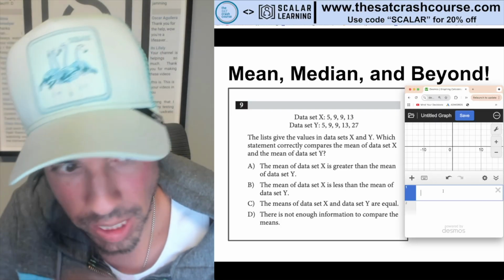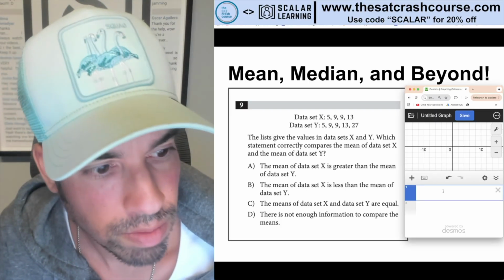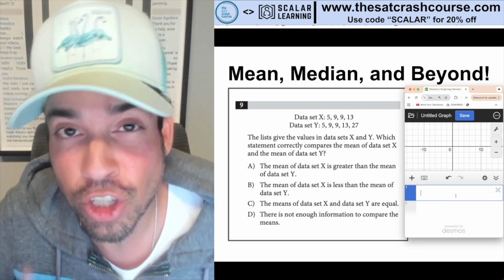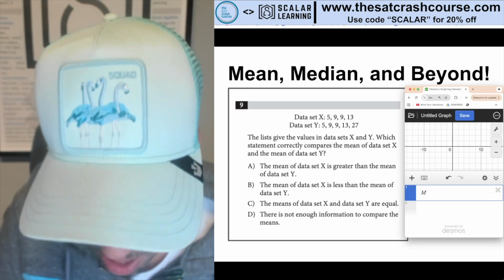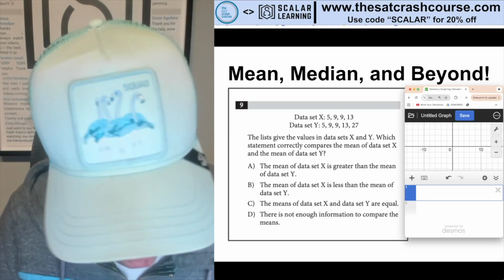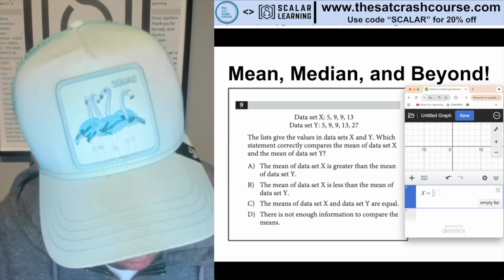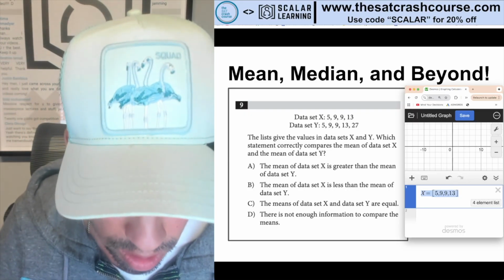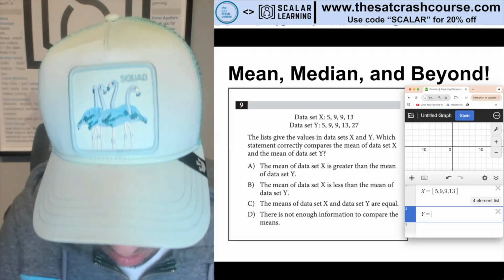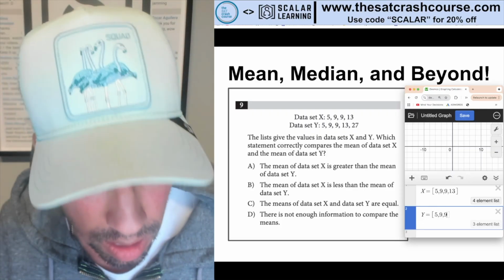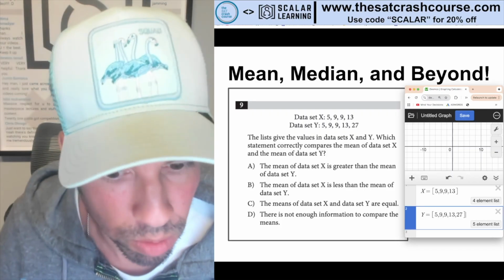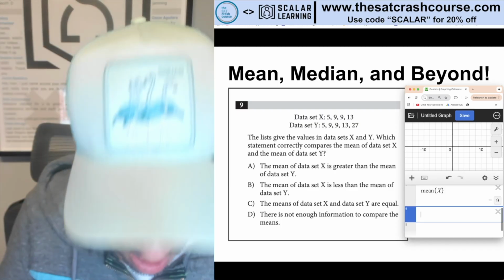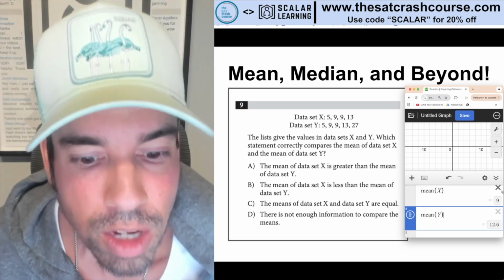So for this one, we have two data sets, and we're trying to compare the mean of data set X and the mean of data set Y. I'm going to show you how we're going to do this by storing these into two lists. So we're going to say X is equal to 5, 9, 9, 13. And then down here, we'll say Y is equal to 5, 9, 9, 13, and 27. Boom. And now we're going to get the mean of both. So let's see the mean of X and the mean of Y. Very nice. So we got the means of both.